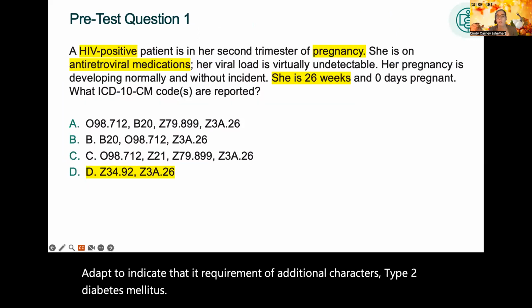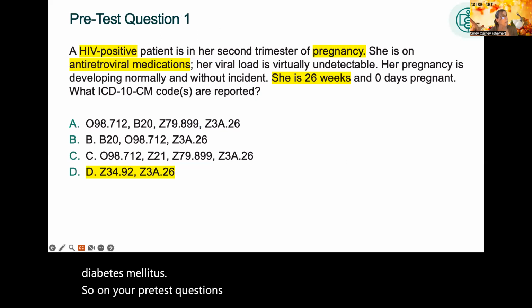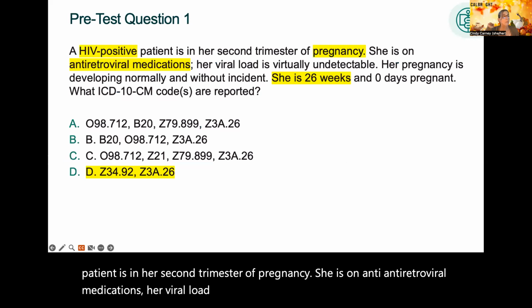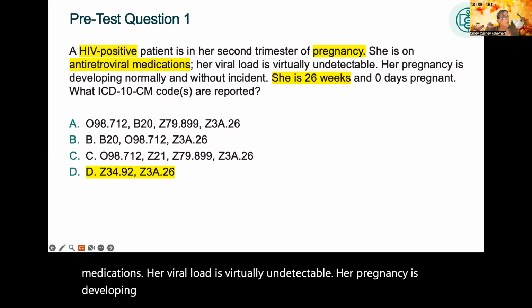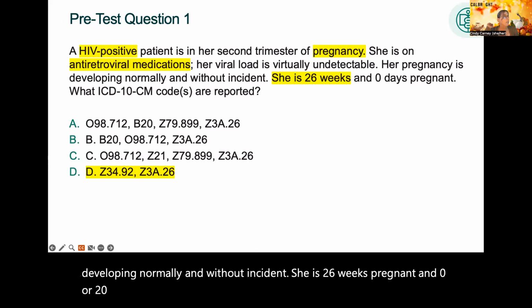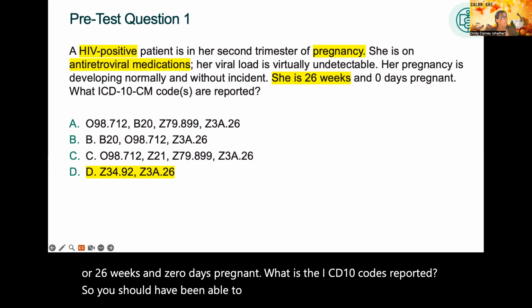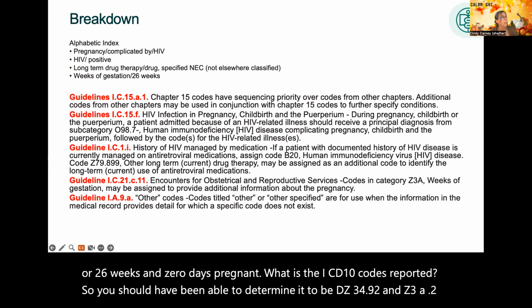All right, so on your pre-test questions, question number 1, we have an HIV patient in her second trimester of pregnancy. She is on antiretroviral medications. Her viral load is virtually undetectable. Her pregnancy is developing normally and without incident. She is 26 weeks and 0 days pregnant. What are the ICD-10 codes reported? You should have been able to determine it to be D, Z34.92 and Z38.26. Let's break this down.